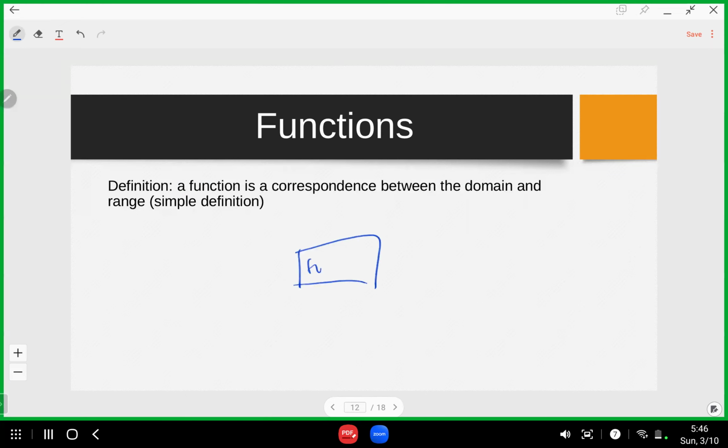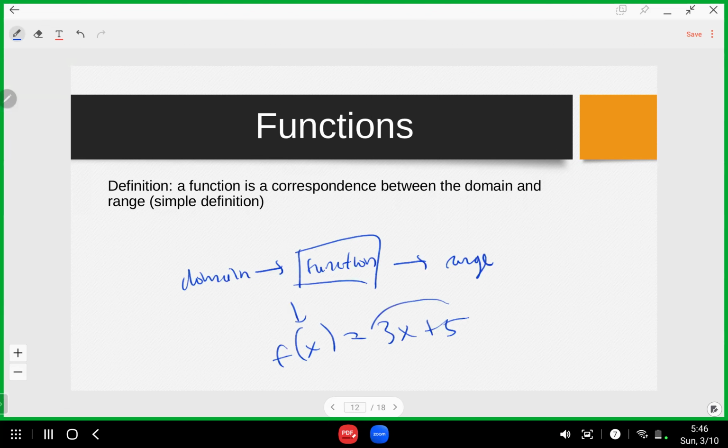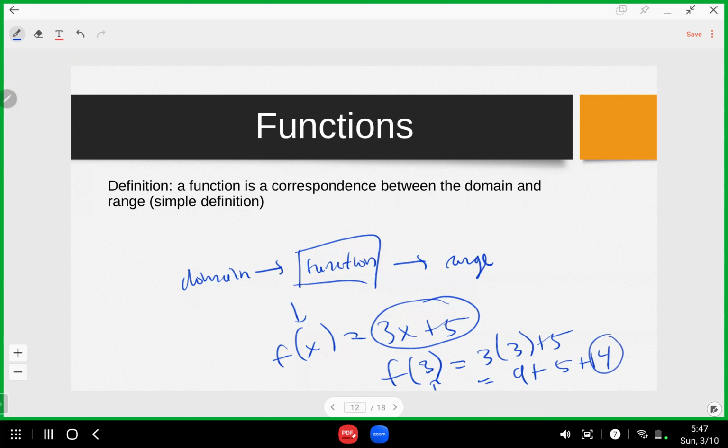If the function, the domain goes in, range comes out. Let me give you an example. F of x is equal to 3x plus 5. Okay, this is the domain, x, or the independent variable that you put in. This is the range. So what does that mean? F of 3 is going to be 3 times 3 plus 5. This is the domain. This is the range, okay?